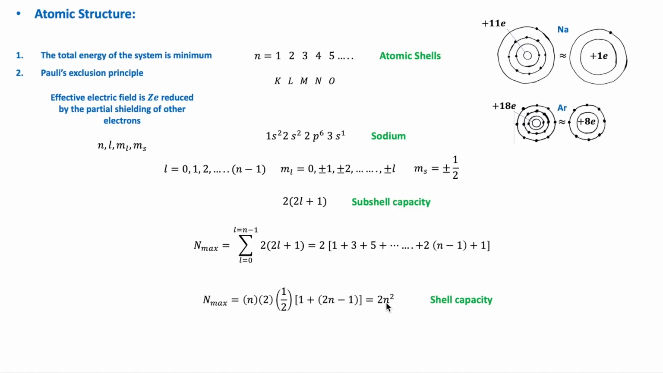So for example, a closed K shell, which is full to its maximum capacity, would contain 2 electrons because n is equal to 1. A closed L shell contains 8 electrons, a closed M shell contains 18 electrons, and so on.